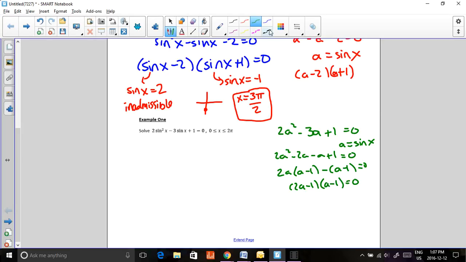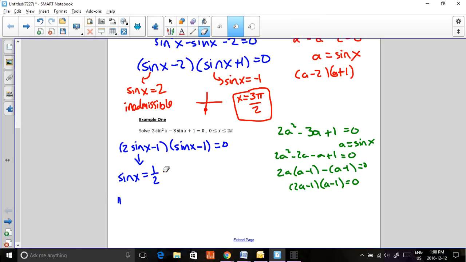We can do that back over here with our sine. So we would have 2 sine x minus 1 and sine x minus 1 equals 0. Now we have to find when sine x is equal to a half. Using our special triangles and our methods from linear, we can find that x is equal to pi over 6. But it's also going to be in quadrant 2 with the same related acute angle, so x equals 5 pi over 6.